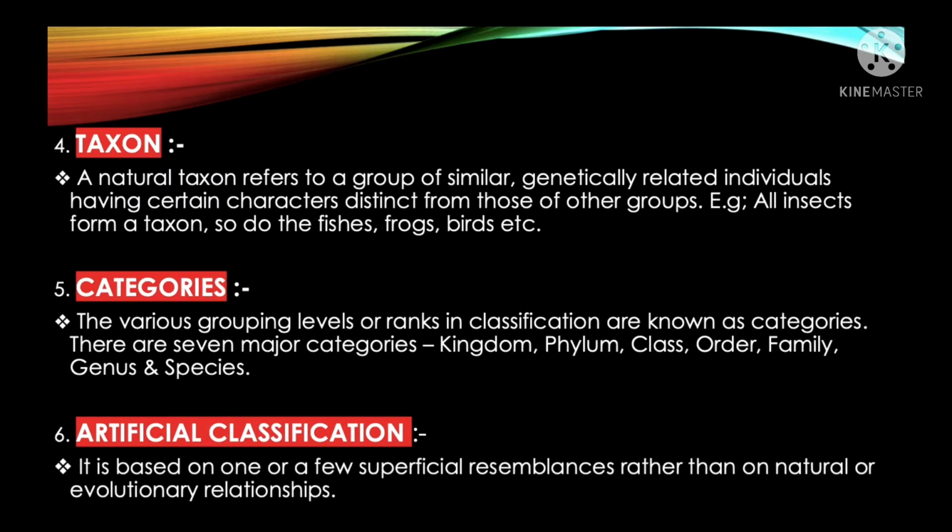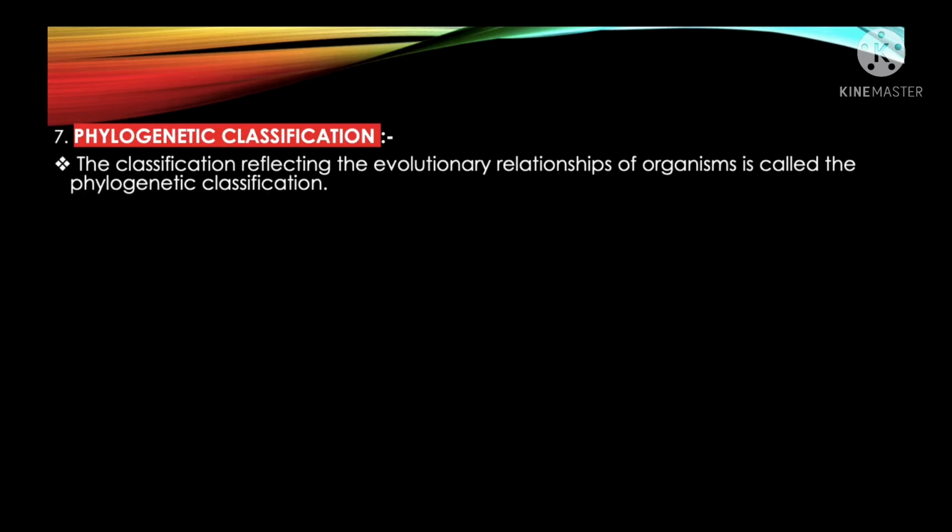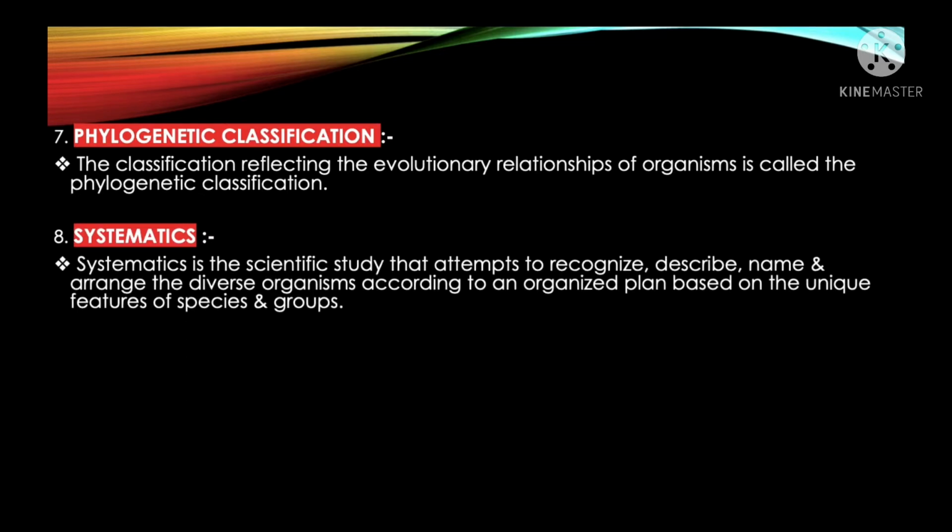What is artificial classification? Artificial classification is based on one or a few superficial resemblances rather than on natural or evolutionary relationships. Now, what is phylogenetic classification? The classification reflecting the evolutionary relationships of organisms is called the phylogenetic classification. What is systematics? Systematics is a scientific study that attempts to recognize, describe, name, and arrange the diverse organisms according to an organized plan based on the unique features of species and groups.